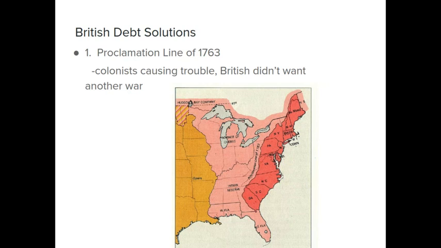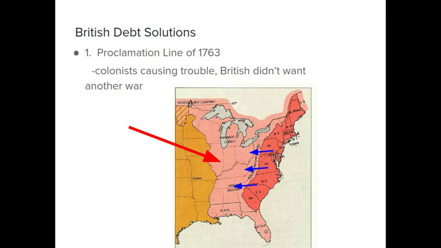And the first part of this plan was to draw a line. So, with the Proclamation Line of 1763, they take a look at all this territory that they had just acquired from their victory in the French and Indian War. They tell the colonists, you cannot cross this line into the new territory because you'll probably get into a fight with the Native Americans and we'll have to come and protect you and spend money to send troops over. And we don't want to do that.